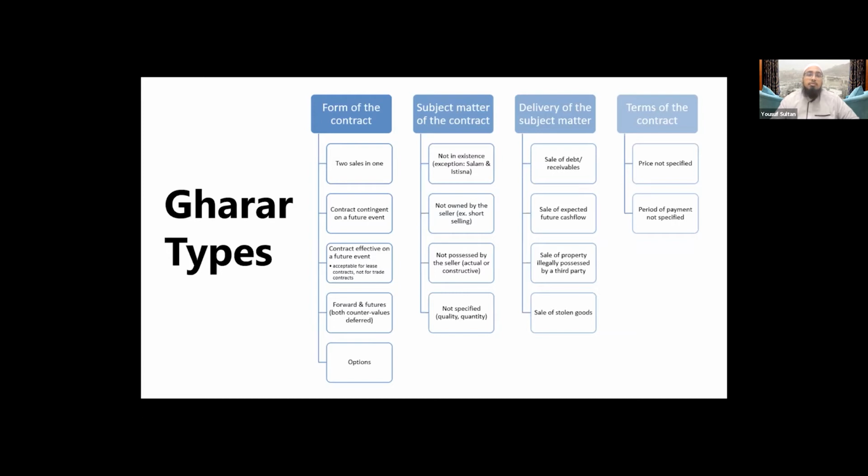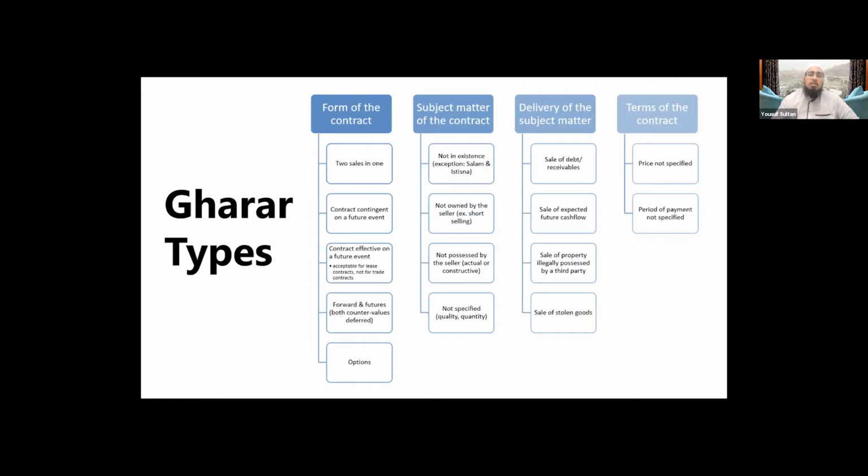Now, back to basics: why is gharar problematic? When we look at the principles or objectives of fiqh al-mu'amalat, the jurisprudence of exchanges in Sharia, one of the basic principles is taradi, or satisfaction between the parties, mutual satisfaction.